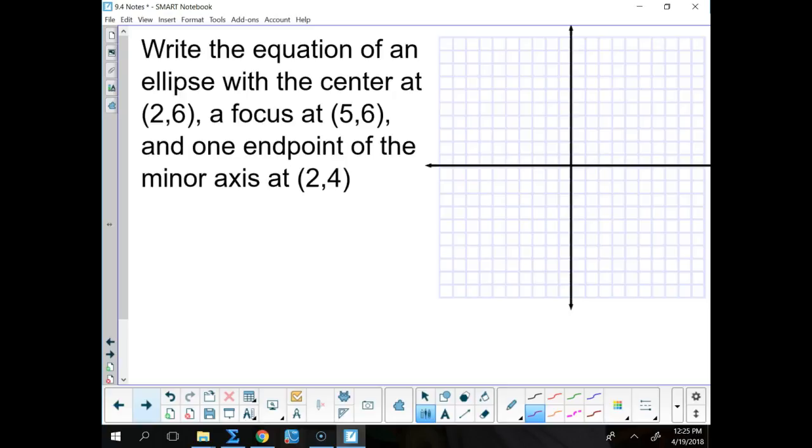Alright. Try that one. Nobody likes to cheat. Alright, so first off, I would graph the center. 2, 2, 4, and 6. So right there, that's my center. Okay? It has a focus at 5, 6. 1, 2, 3, 4. So it's got a focus right there. And an endpoint of the minor axes at 2, 4.